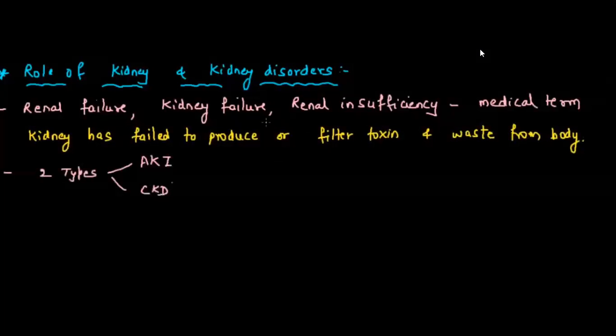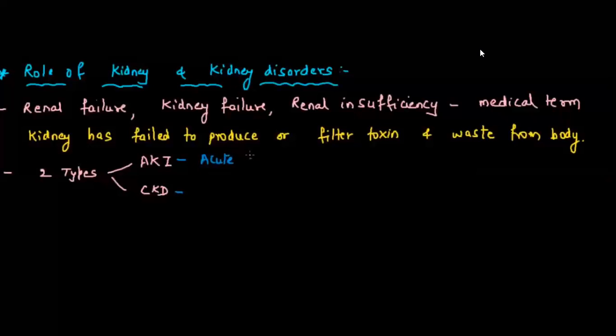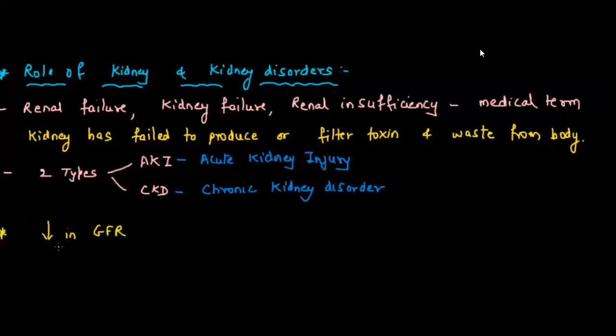There are two types. One is called AKI, that is acute kidney injury. The second type is CKD. CKD stands for chronic kidney disorder. Chronic means the most dangerous one. So when I say AKI, it is acute kidney injury. Let's understand, if there is a decrease in the GFR, what is GFR? It is the glomerular filtration rate.